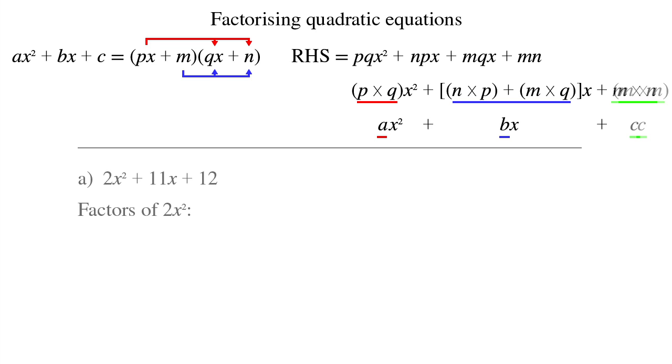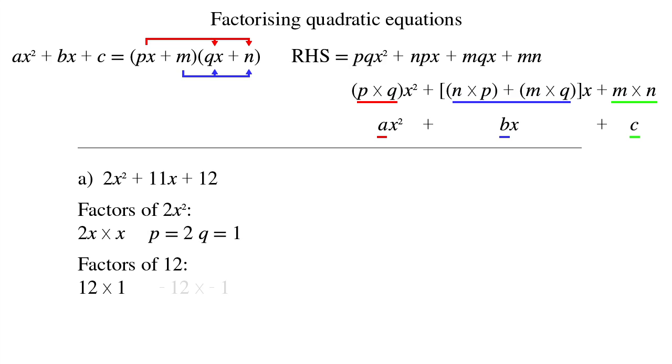Let's have a look at an example now. We're asked to factorise 2x squared plus 11x plus 12. Well, we begin by writing down possible factors of 2x squared. We could take that as 2x times x, there's no other obvious choice. So immediately we have that p is 2 and q is 1. What about possible factors of 12? Well, we could have 12 times 1, negative 12 times negative 1, 6 times 2, or indeed negative 6 times negative 2, 3 times 4, or negative 3 times negative 4.